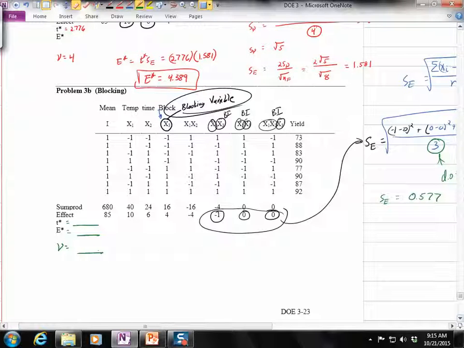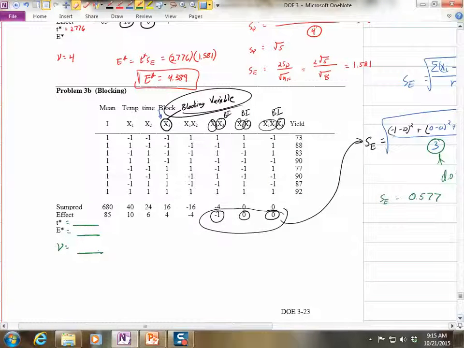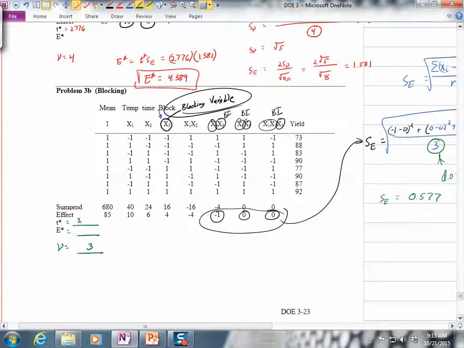How many degrees of freedom? We've got to get a T star. How many degrees of freedom does it have? I heard some 3, some 4. Always ask yourself, when I'm going to look up my degrees of freedom for T star, how many degrees of freedom went into the noise? So we have 3 degrees of freedom there, right? 3 degrees of freedom. I got a T star of 3.182.